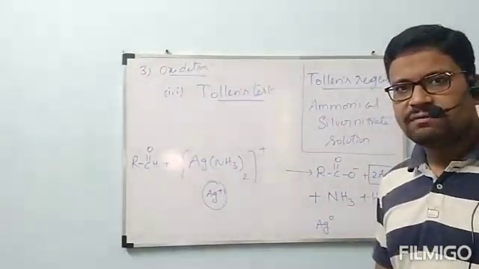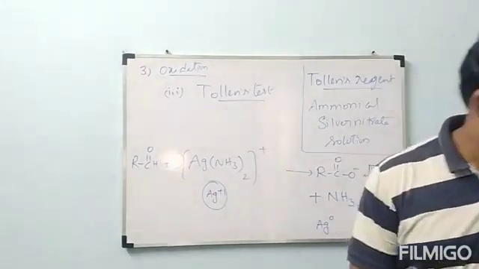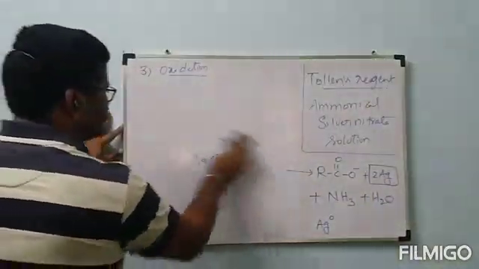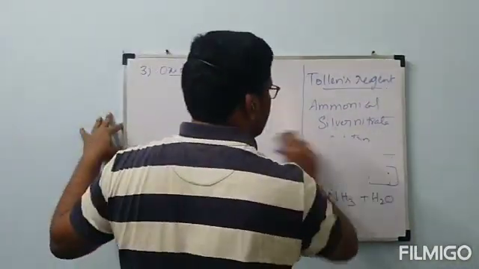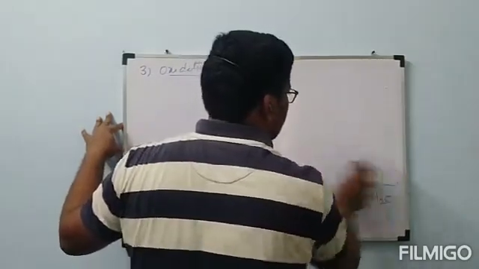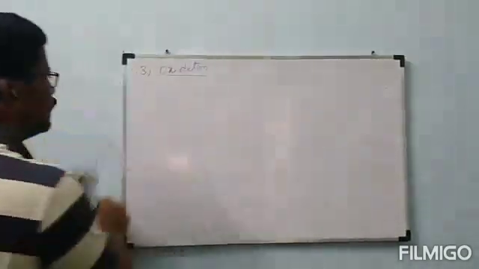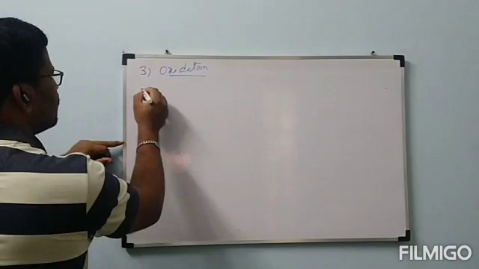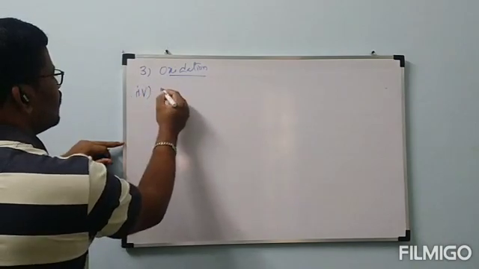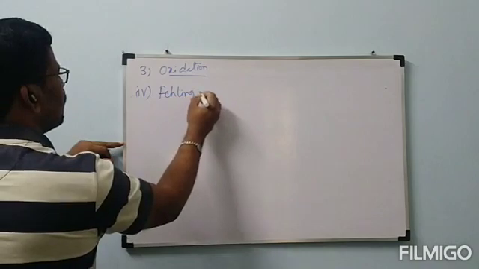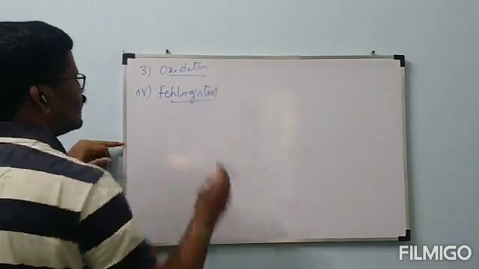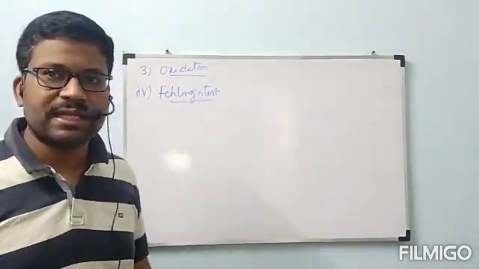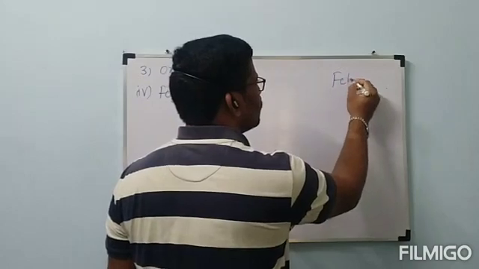Okay, ma'am. Next, shall we see that fourth one, that is Fehling's test. Under oxidation, that is the fourth one. Fehling's test is also shown by aldehydes only. Fehling's test is performed by Fehling's reagent.